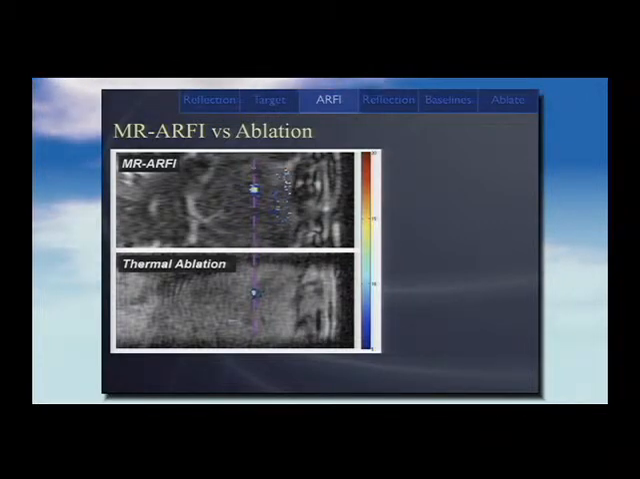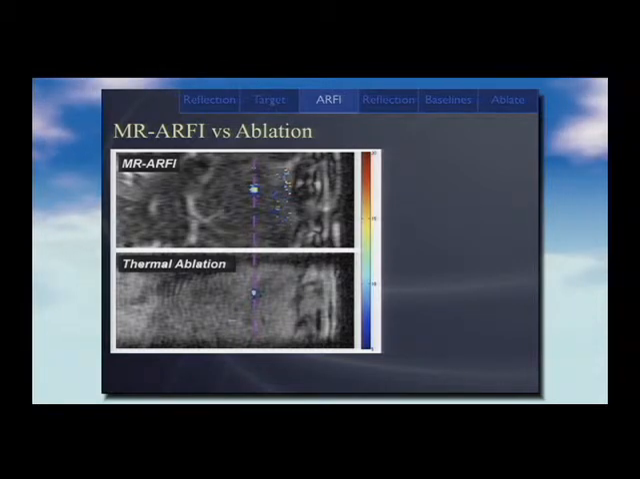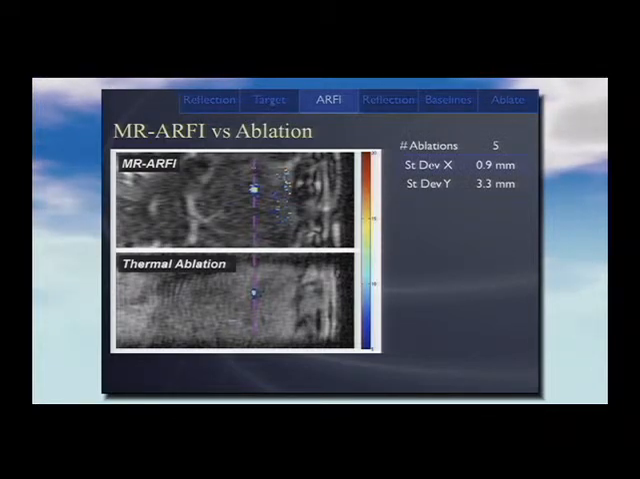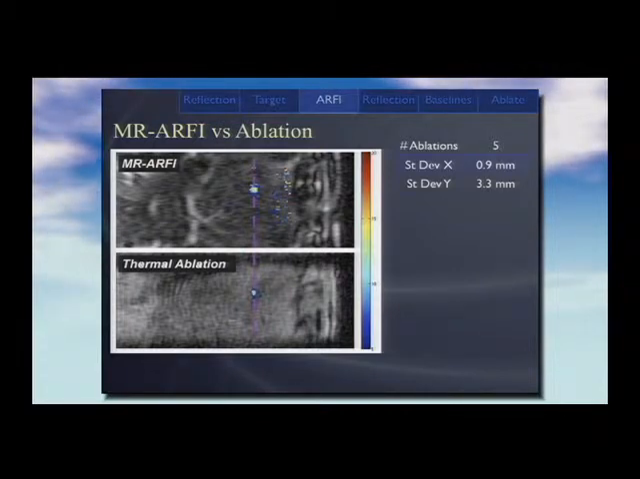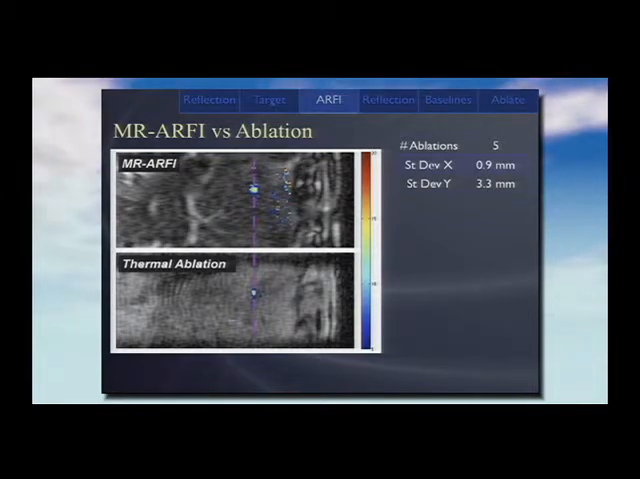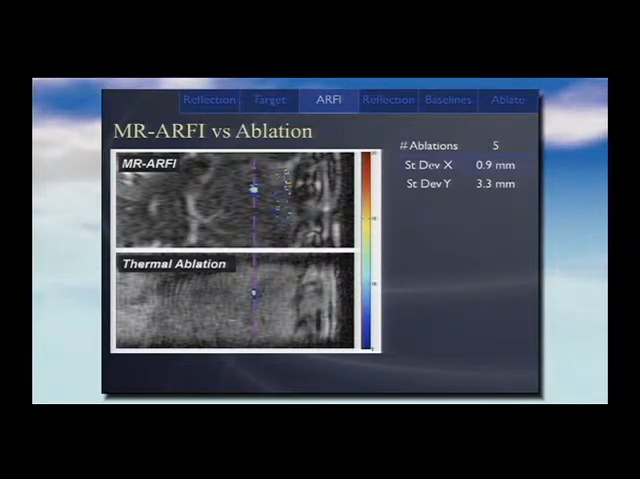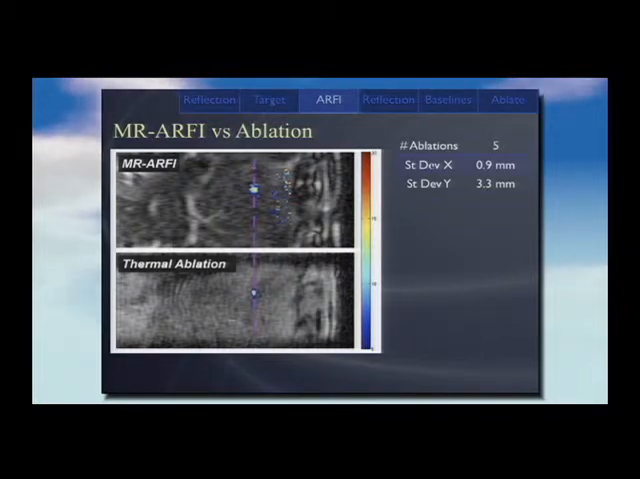So a little bit more about our RF pictures. Here's a comparison of the RF picture on the top with a thermal ablation picture at the bottom. So this was the thermal ablation at the same position as that RF was obtained. And what we see is if we look over 5 ablations and we look at the position of the thermal ablation versus the position of the RF, that in the X direction, which is not the direction of the motion, we're pretty good in terms of having the same position within a millimeter. And then we're not too bad in the other direction, but 3 millimeters is probably because this image is potentially at a different point in the respiratory cycle.